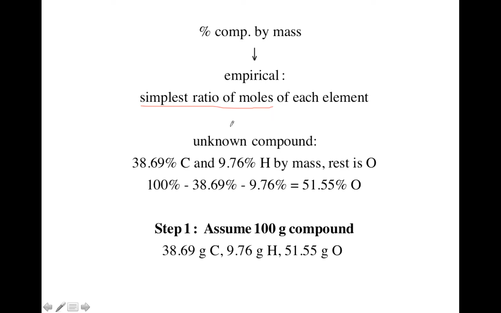So here's some data. Imagine you have an unknown compound and they tell you the percent carbon and hydrogen by mass, and they also tell you that the rest of the compound is oxygen. So we know we can just take 100% minus the percentage of carbon and hydrogen to figure out the percentage of oxygen in the compound. Next thing you want to do, step one, you want to assume you have 100 grams of compound. If you do that, then the percentages become the number of grams of each element in the compound.